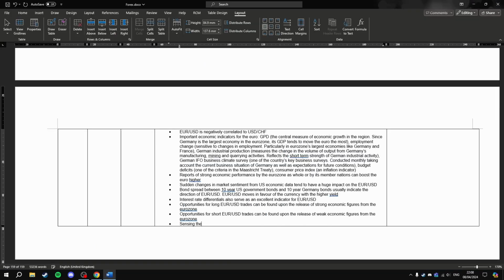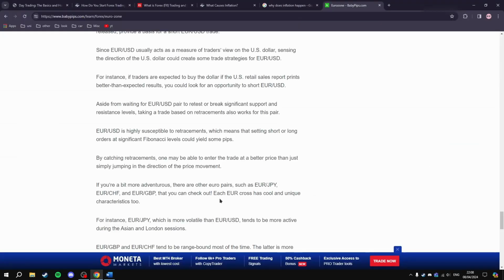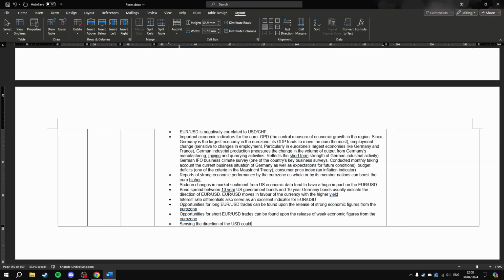Sensing the direction of the USD could create trades with EUR USD.